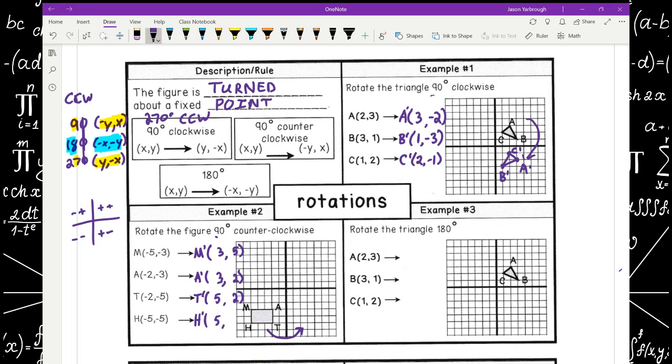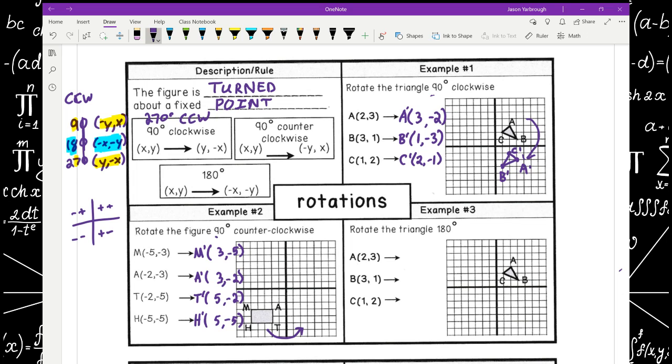Now, since this is quadrant 4, again, it's going to be positive, negative. So I'm going to keep all the first ones positive, and I'm going to change the last ones all to negative. Again, this time I don't have to actually remember which one's which. I just remember which quadrant they're moving to, and I know I'd switch them around.